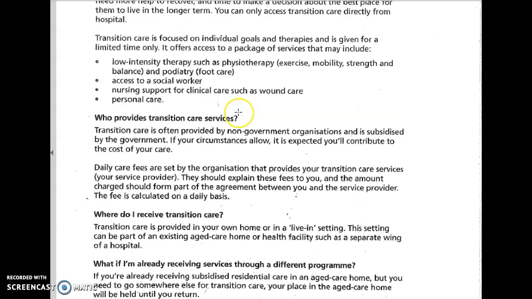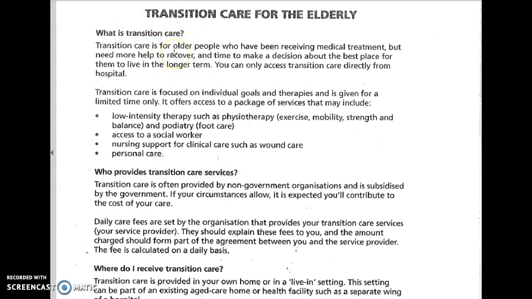Okay, so now what is transition care? It is for all the people who have been receiving medical treatment but need more help to recover and time to make a decision about the best place for them to live in the longer term. You can only access transition care directly from hospital. So it's focused on individual goals and therapies and is given for a limited time only. It offers access to a package of services that may include low-intensity therapy such as physiotherapy, exercise, mobility, strength and balance, and podiatry, foot care. Access to a social worker, nursing support for clinical care such as wound care, personal care.